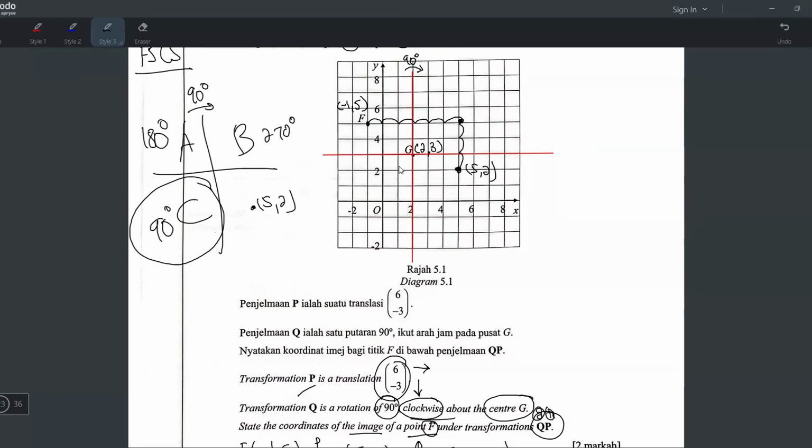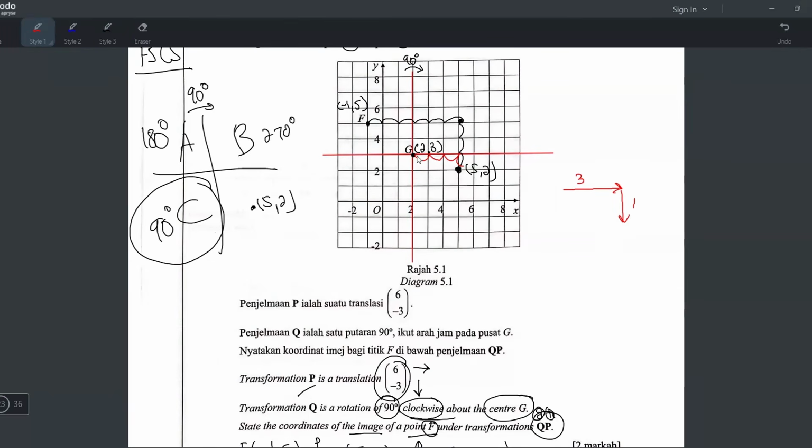Okay. So now you already know it will end up here. Now you can start to kira the kotak. But you will kira from the center to the object, to the point you want to rotate, which is this one. You kira horizontal, vertical, horizontal dulu baru vertical. So let's count. So it will be 1 kotak, 2 kotak, 3 kotak, and then go down 1 kotak. So I can see from center to the 5 2 is 3 kotak ke kanan, 1 ke bawah.